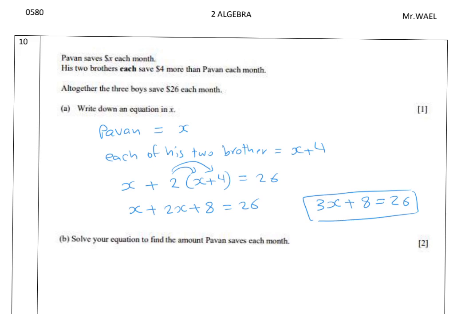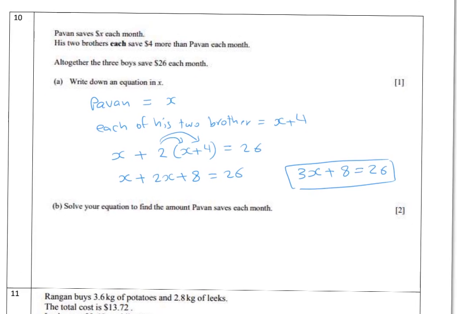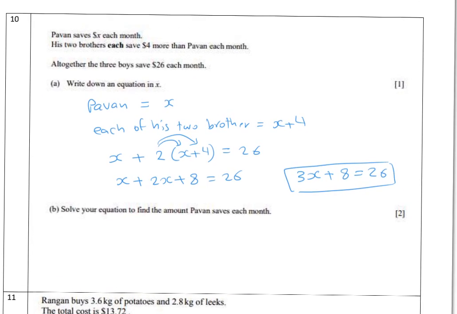Now solve your equation to find the amount Bevan saves each one. X equals 6. Yes. 3x equal 26 minus 8. 26 minus 8, which is 18. 3x equals 18. So divide by 3, divide by 3. So x equals 6. Okay?